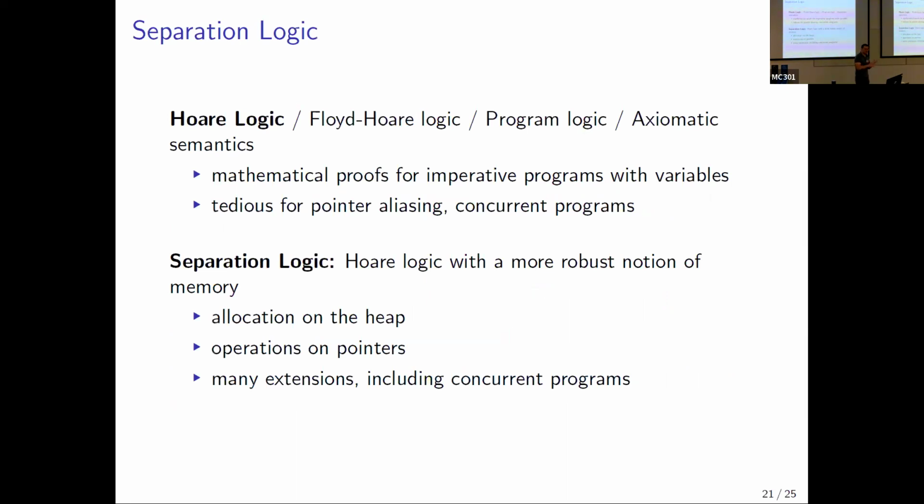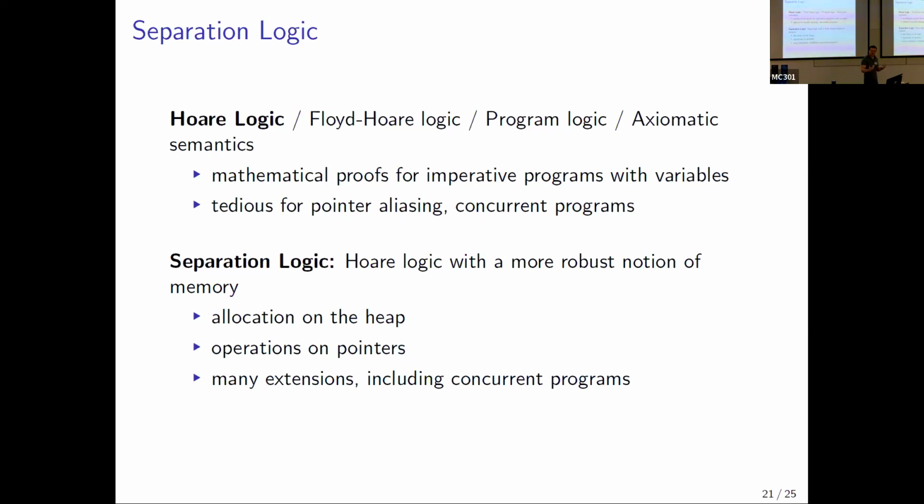So that was Hoare logic. I didn't talk about separation at all for now. The first part gives you mathematical proofs for imperative programs with variables. But when you start to have some pointer aliasing, when you start to have more complicated programs such as concurrent programs, it kind of falls apart. It's very hard to use. You can reason about those aliasing, but it's hard. Separation logic is the next version. It's Hoare logic with a more robust notion of memory.